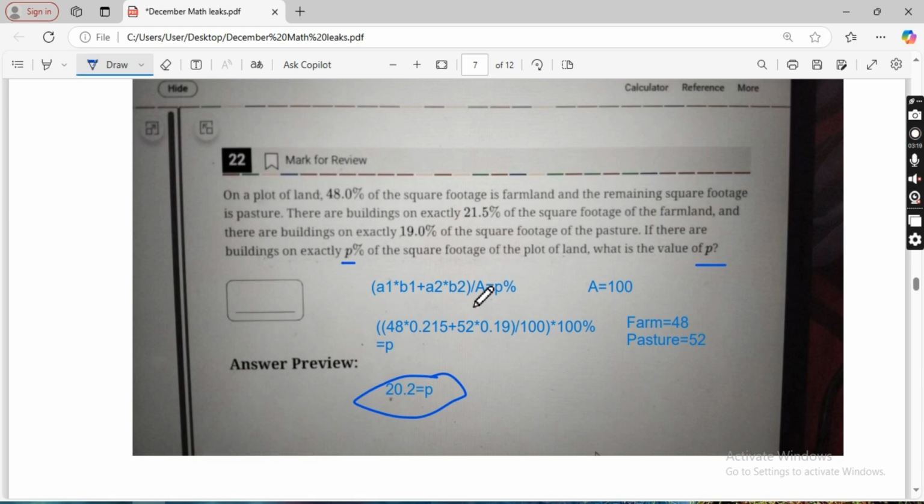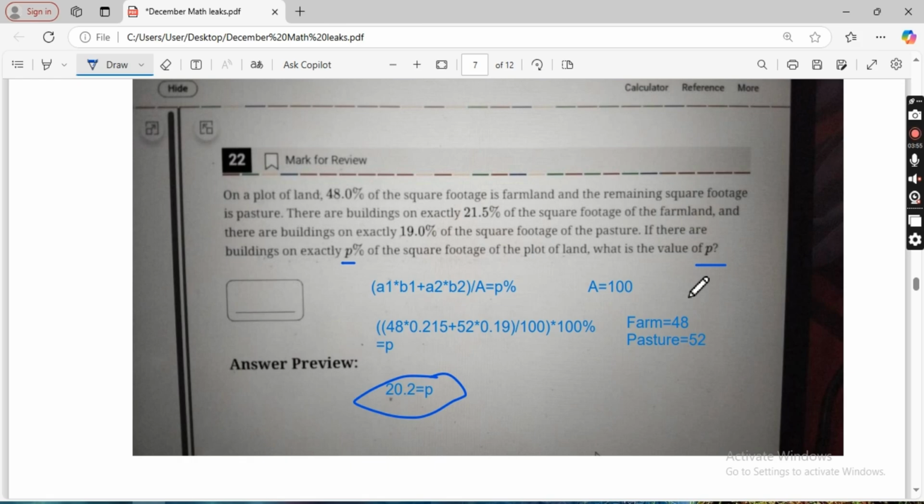But be careful that you should write the value of p. And let's imagine that the overall area of the plot of land is equal to just 100. In that case, farmland would be 48 square footage and pasture would be 52. And you will have a simple calculation to find the answer. In order to find the value of p as a numerical value, you should multiply what you get by 100%, and firstly you should convert percentages into numerical values.